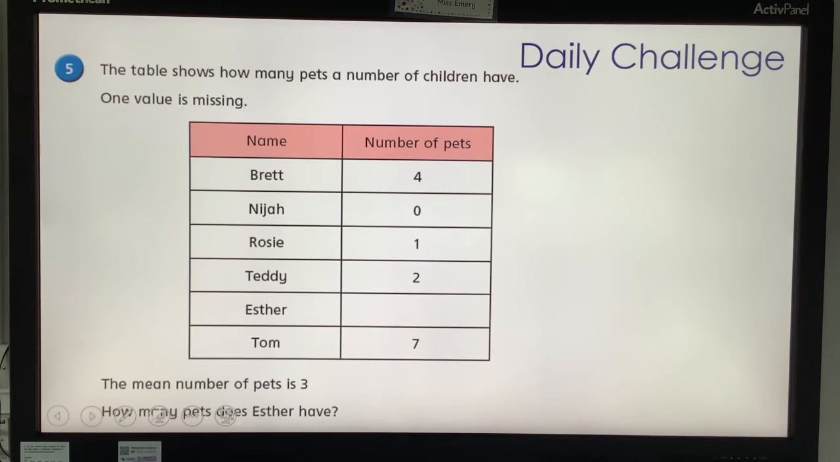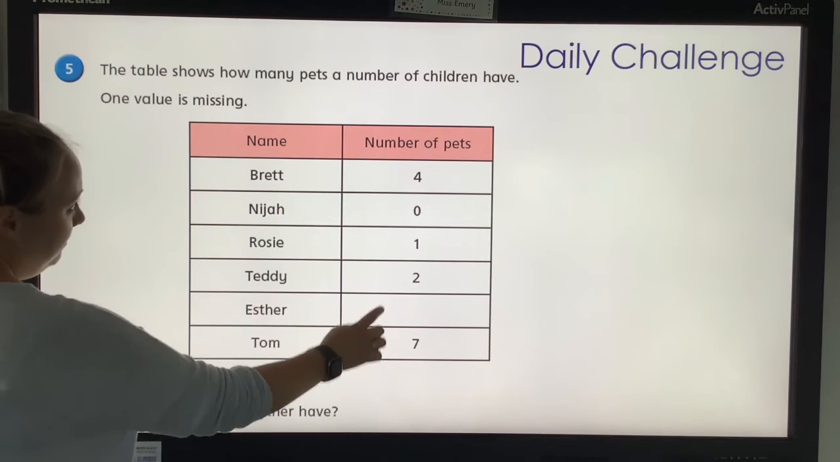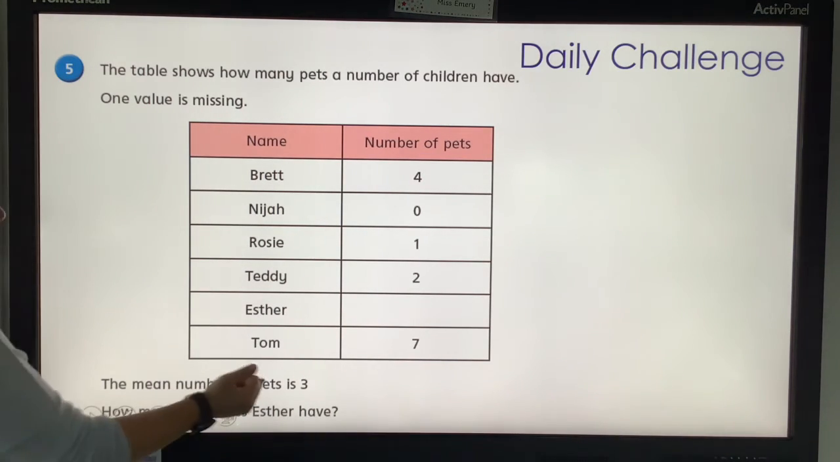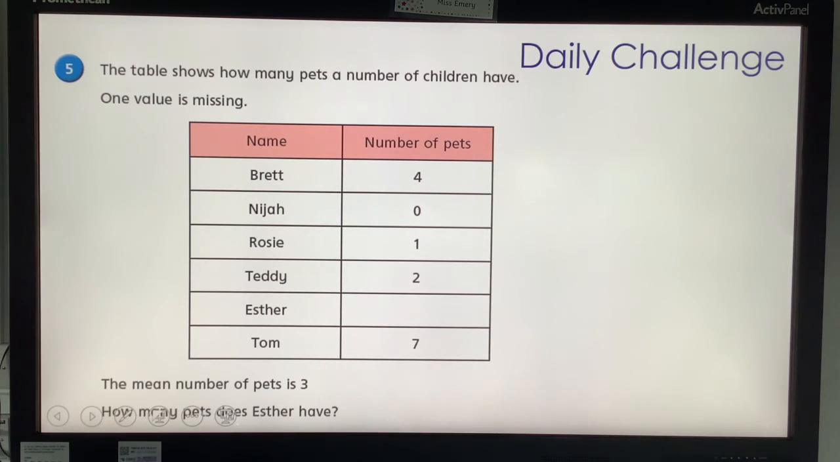Then, the table shows how many pets a number of children have, but one value is missing. The mean number of pets is 3. So again, you've been given the mean. Somebody has already added them all together and divided them by the amount of people there are, and they've got 3. So you need to work out how many pets Esther has. So you've got everybody else, you know how many people there were, and you know the mean. So how would you calculate Esther's number? Pause it and have a go.